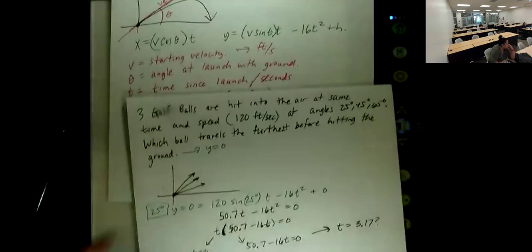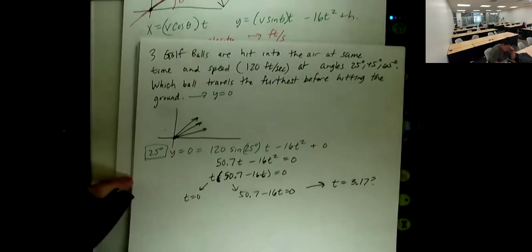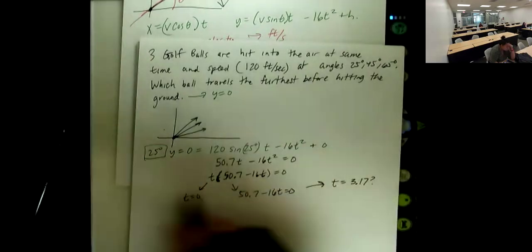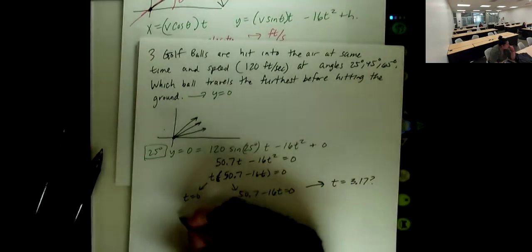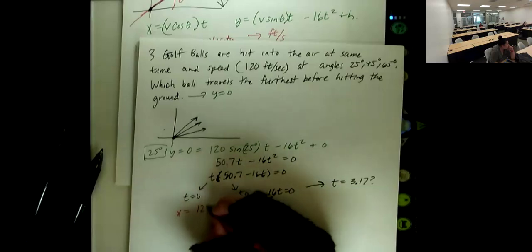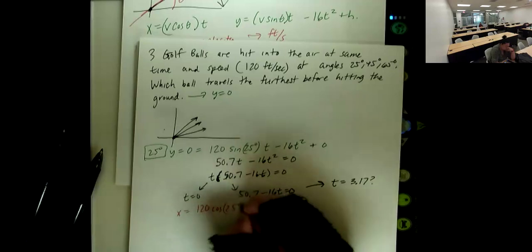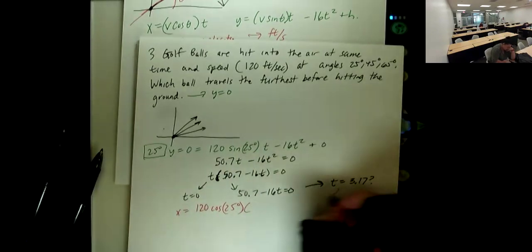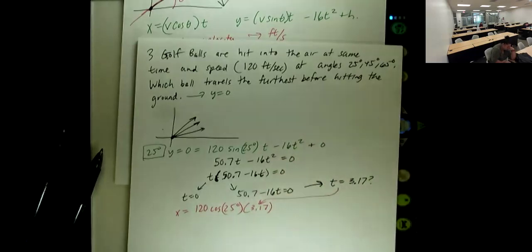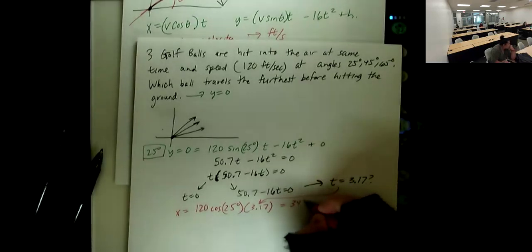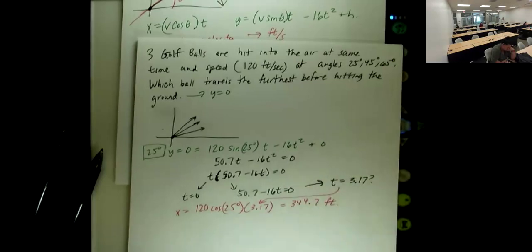I bring that equation back down from up above. If I want to find x, I plug that t into the x. x equals 120 cosine 25 times that t, 3.17, and we're getting 344.7 feet. Then we do the 45 degrees.